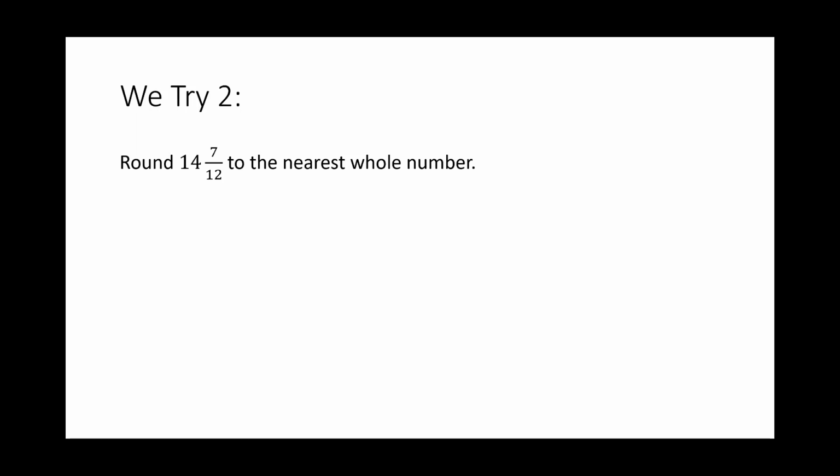Let's try this one together. Round 14 and 7/12 to the nearest whole number. Well, let's see. Half of 12, right? If I divide up 1 into 12s, it'll go 1/12, 2/12, 3/12, 4/12, 5/12. And then 6/12 will be my halfway point, and then 7/12, 8/12, and 9/12, and so on. So I'll put the dots on either end to represent that there's more there.